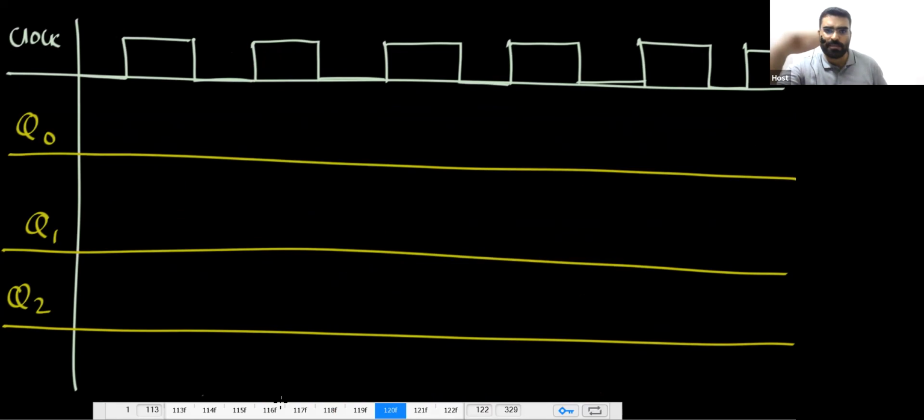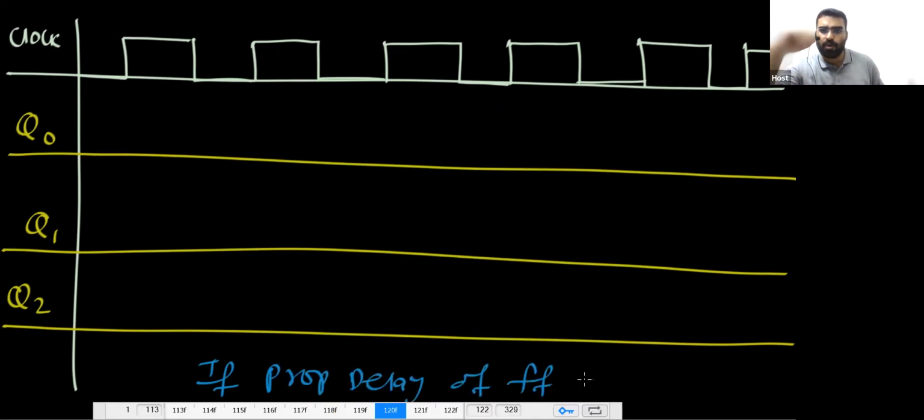If there is propagation delay, because in real life there will be propagation delay. If a flip-flop propagation delay is not zero, then what will happen? Let's see. In this situation, you can notice this Q0, initially let's assume this is zero. Initially, I am assuming they are 0, 0, 0.